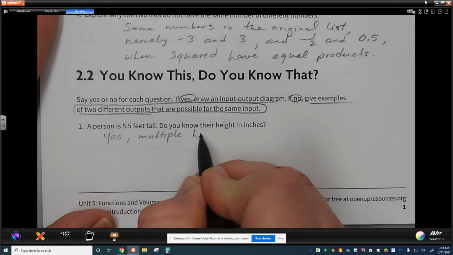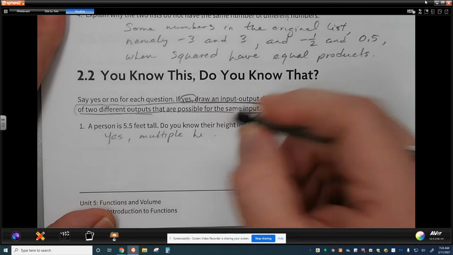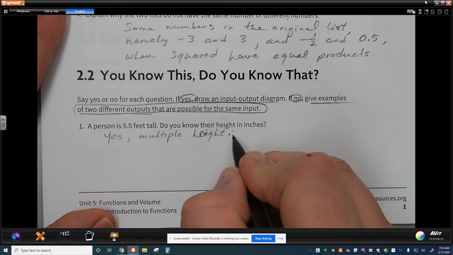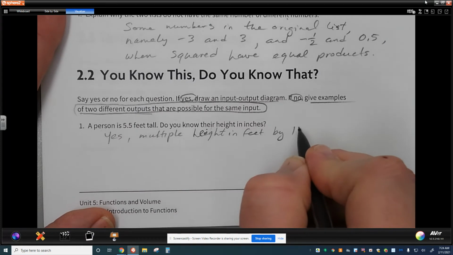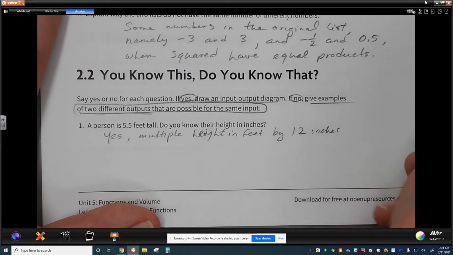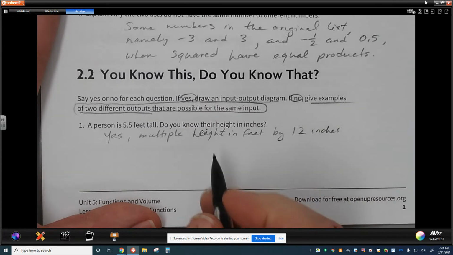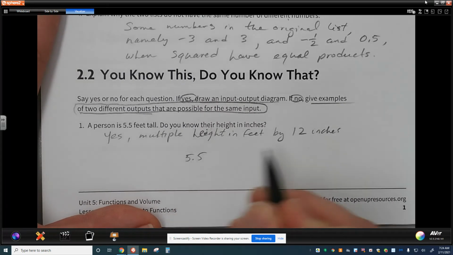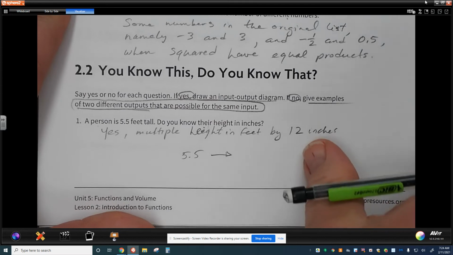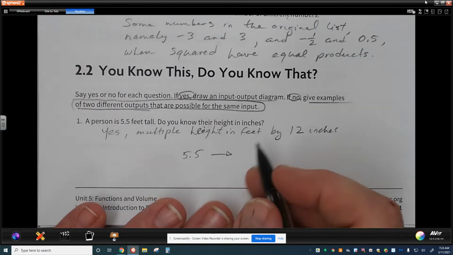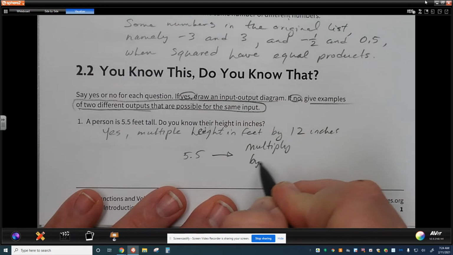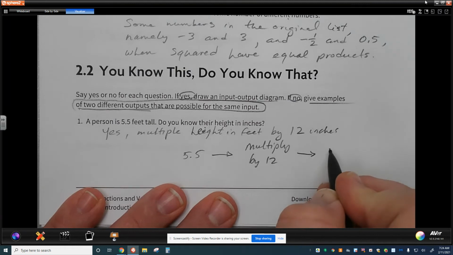the height in feet by 12 inches. And when we write our input-output diagram, what we would do is start with 5 and 5/10. We can draw a little arrow. I'm not going to get as fancy as the ones that they drew with the computer, but we're going to go from here and multiply by 12, to give us our output of 66.